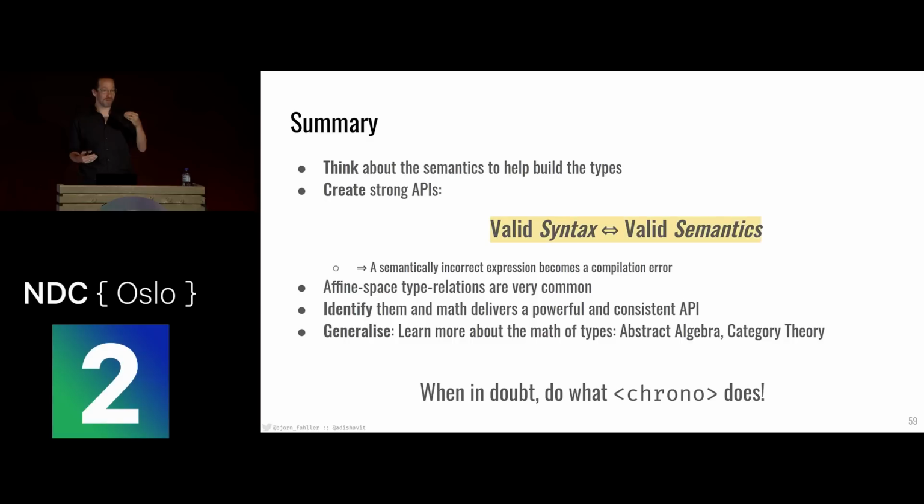If you go and read a little bit more, sometimes it's a little bit beyond what you might have studied in university. Read about abstract algebra, and there are many talks online about category theory, which I think is a very fruitful field for API and type design. I really encourage you to go and watch that. And as Björn likes to say, when in doubt, do what Chrono does, because Chrono is an amazingly designed library. They got so many things right, where other libraries usually lacked some kind of abstraction.